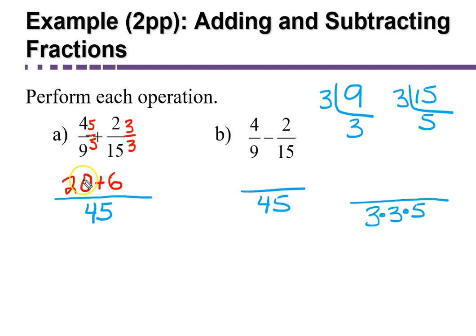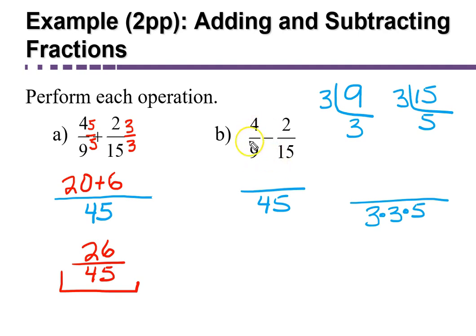So now we have our numerators over a common denominator. This is going to be 26 over 45. Now we could take a 3 out of there, but not out of there, and we could take a 2 out of there, but not out of there. So this is our answer. We've simplified that to lowest terms.